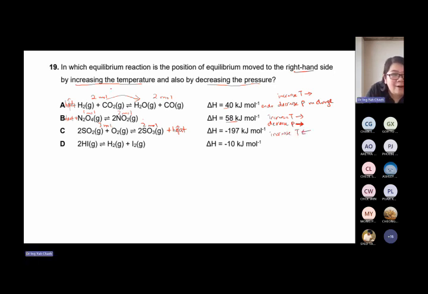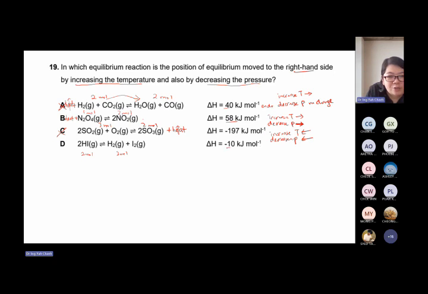Then I also decrease the pressure. If I decrease the pressure, equilibrium will favor the direction to produce more moles of gas molecules, which is again to the left. So both to the left, but we want both to the right hand side, right? So C is not correct. Just like A also not correct. Last one, D, 2 moles of gas on the left, 2 moles of gas on the right.